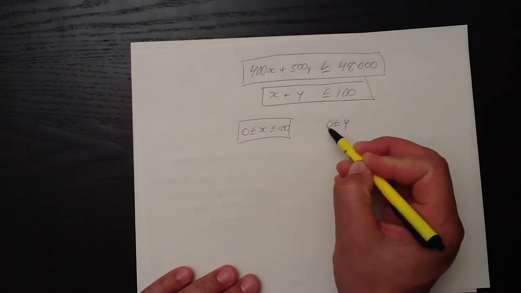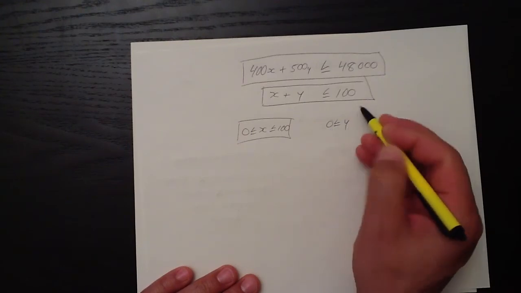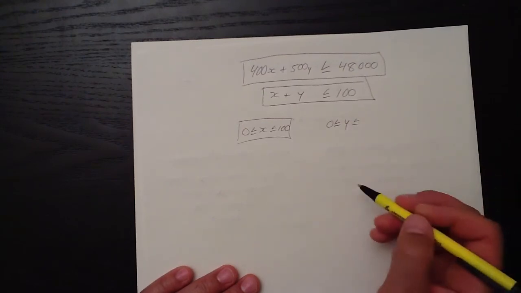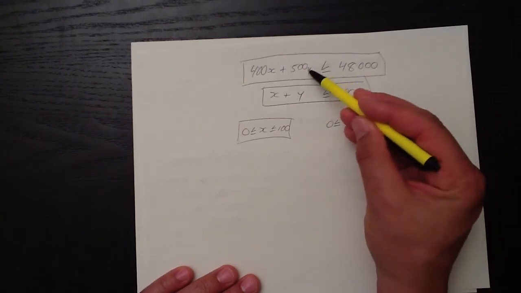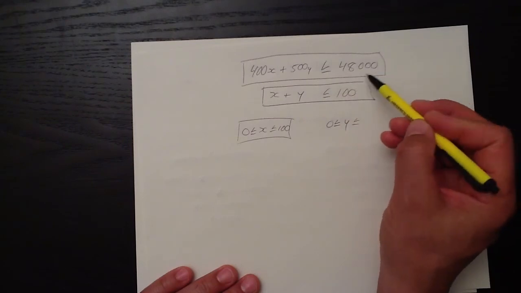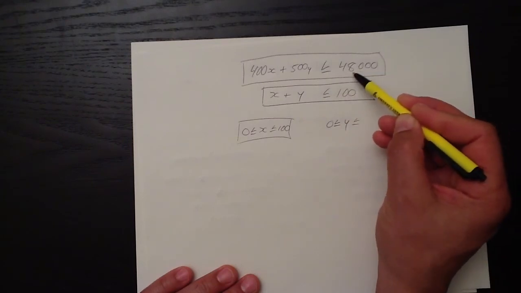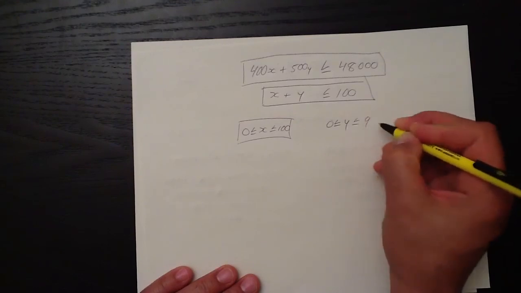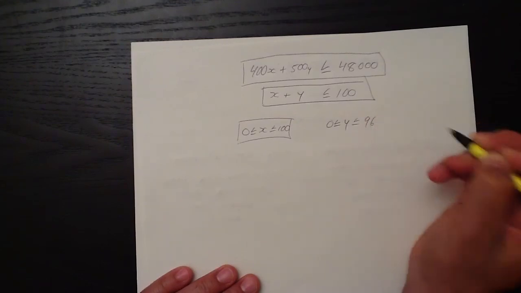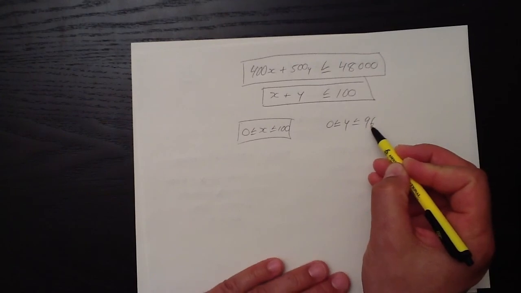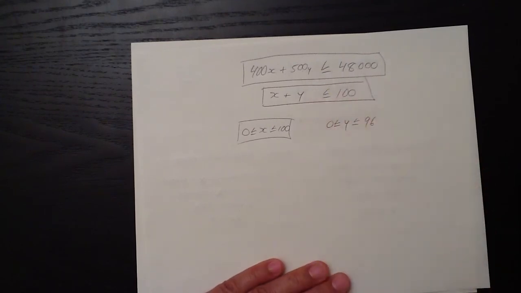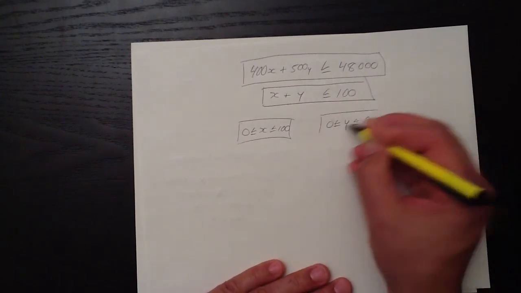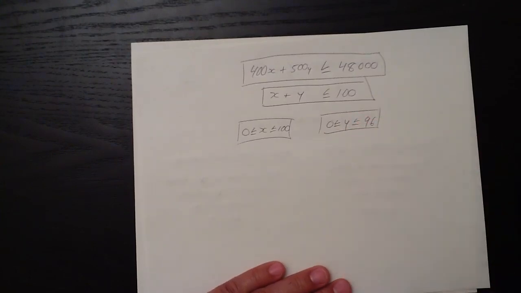And for Y, of course, you could plant 0 Y if you wanted. How many could you actually plant? What's the most that you could plant in Y? Well, it's $500 an acre, and it looks to me like 500 times 100 is going to be 50,000. That's going to be too much money. We've only got 48,000. So the answer there is 96. If you plant 96 acres at $500 an acre, it will equal 48,000. So these are the limits of the two variables. And that's your answer key.